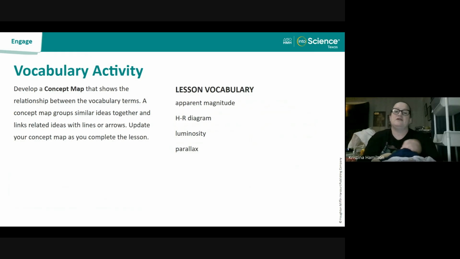So apparent magnitude is exactly what it says. You're talking about, like when we were talking about Vector from Despicable Me, magnitude and direction. Well, magnitude is how much. So apparent is just what are we noticing and what are we seeing with that. And then we have our HR diagram, which is the Hertzsprung-Russell diagram. We have the luminosity, which is how bright or how dim things are, and parallax.